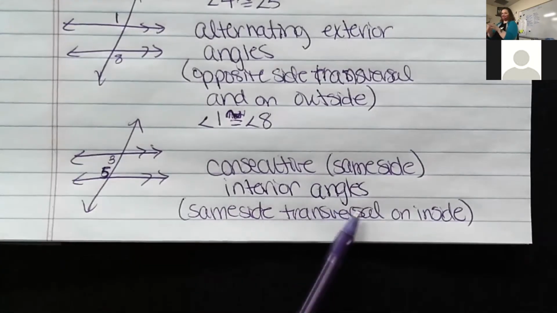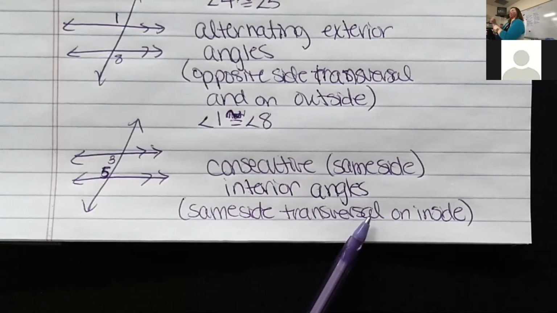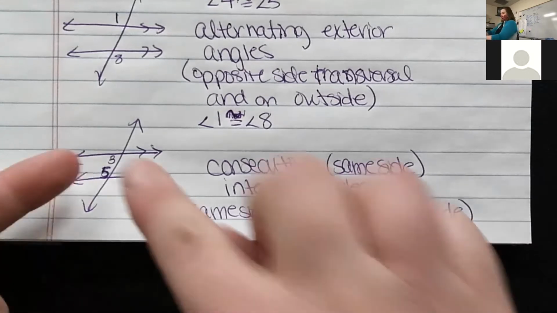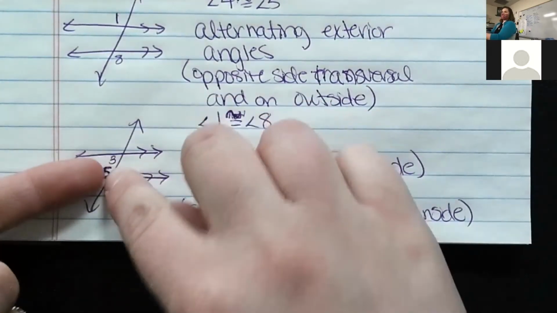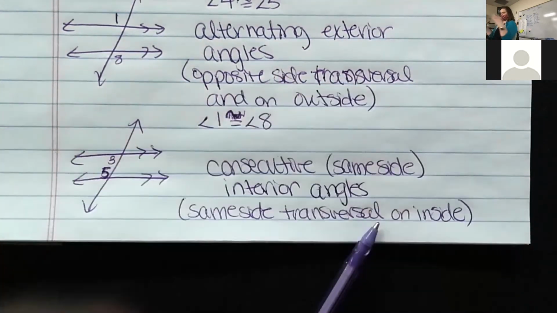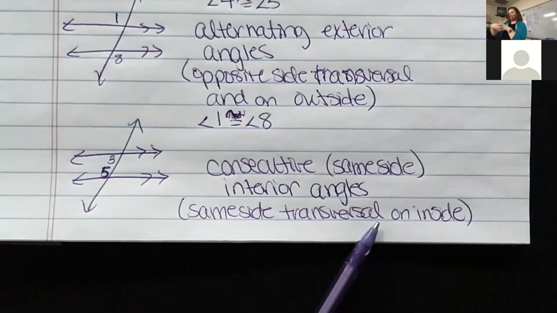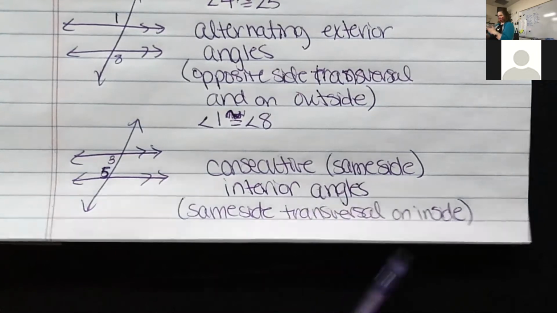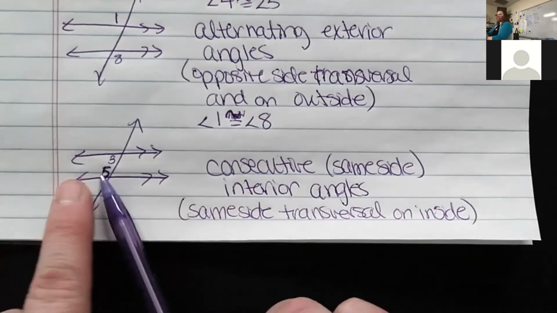Now consecutive, what does consecutive mean? In a row, in an order. So like consecutive numbers are like 3, 4, 5, 6, 7, okay? So that's the same thing here. These angles are right next to each other, in a row. So 3 and 5 consecutive, they're right next to each other and they're on the inside.